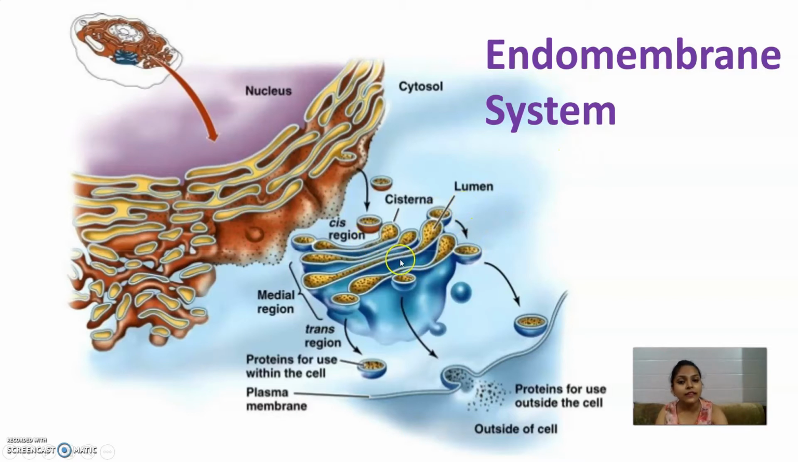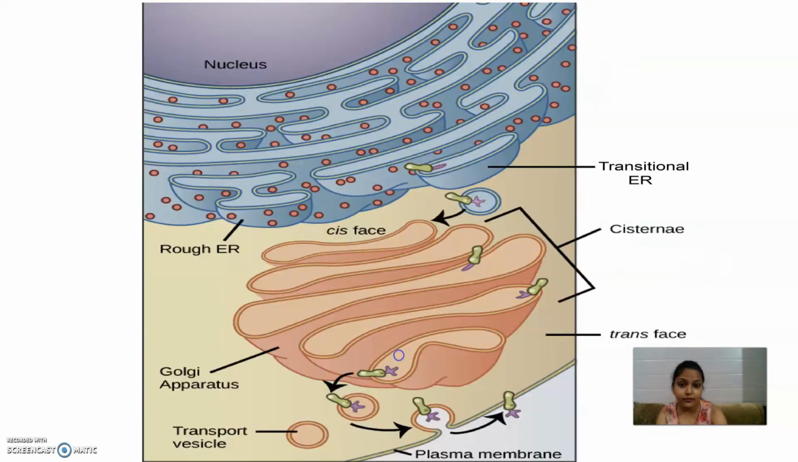Then there are some transport vesicles which transport the proteins or lipids from this ER to Golgi and across the Golgi to this extracellular membrane. And here are some lysosomes. These are extremely small organelles which have digestive enzymes enclosed within them. Let's proceed forwards.